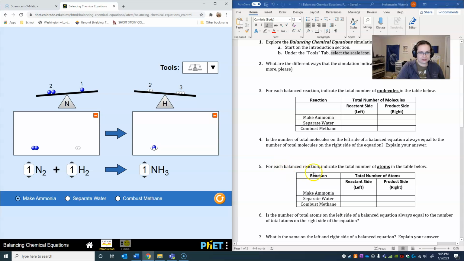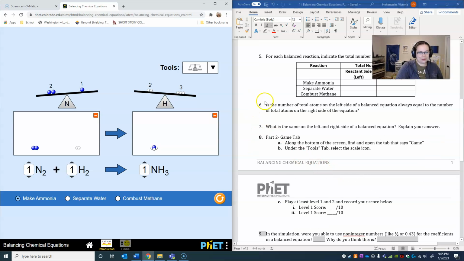You're also going to answer for each balanced equation the total number of atoms. So for this one right now, the total number of atoms on the left is 4 because there are 4 circles, which are what represent atoms, and then on the right, there are 4 atoms also. So this is 4 and 4.